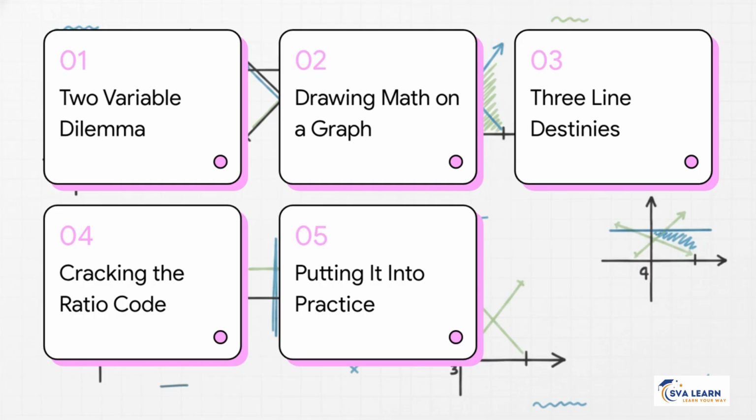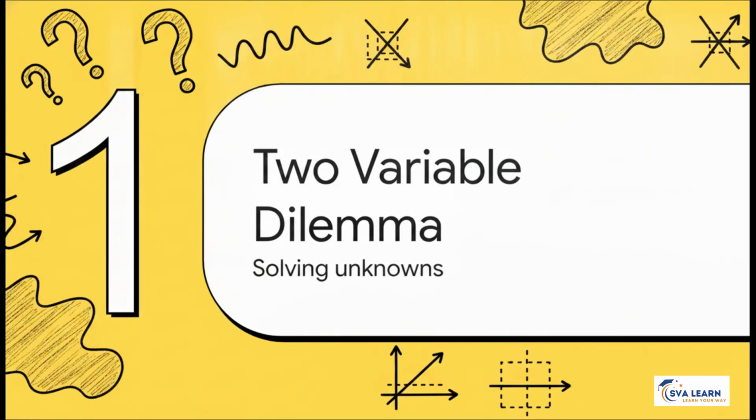So here is our roadmap for today's explainer. We'll start with the two-variable dilemma, learn how to draw our math on a graph, discover the three-line destinies, crack the ratio code, and finally, put it all into practice.